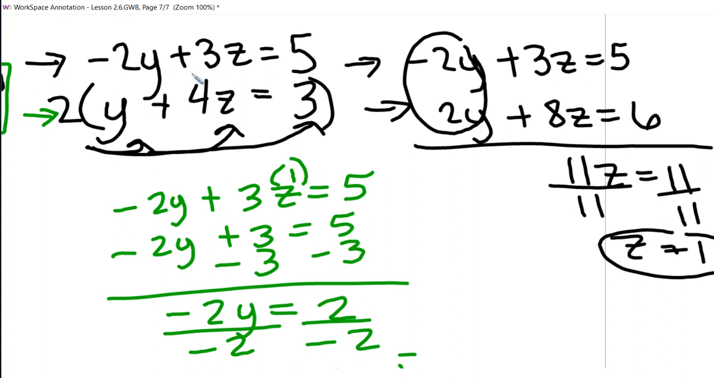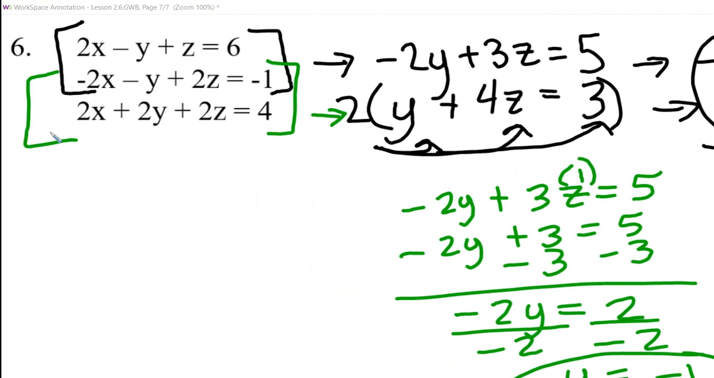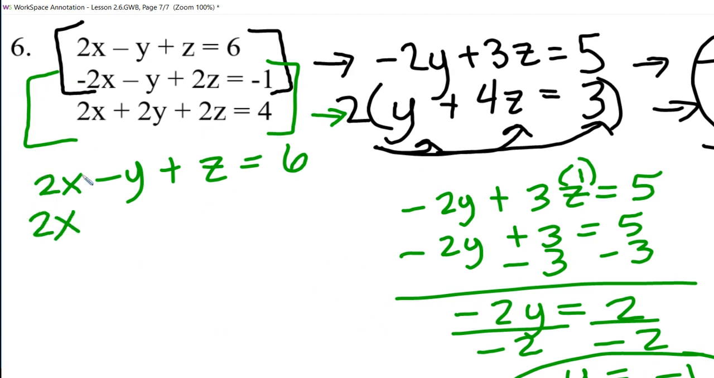So just make sure you use one of the originals before we distributed the 2. So we have z, we have y. What are we missing? X. So now we can use one of the originals. And do we want to use the first, second, or third? First, 2x minus y plus z equals 6. Let's see. Z is 1. And for y, what happens when I put a negative 1 right here? Yeah, it changes to positive 1. And z was 1.